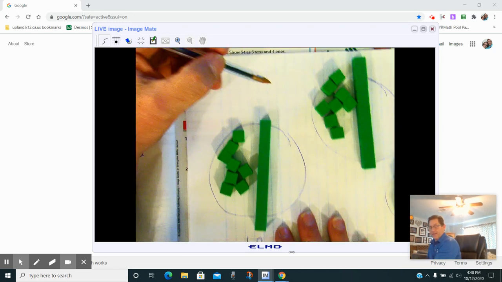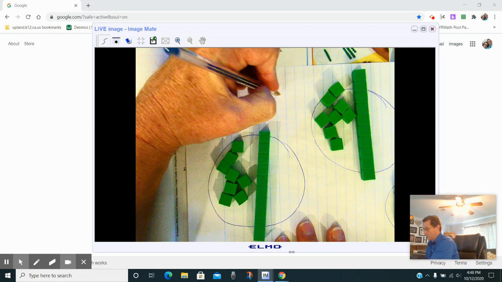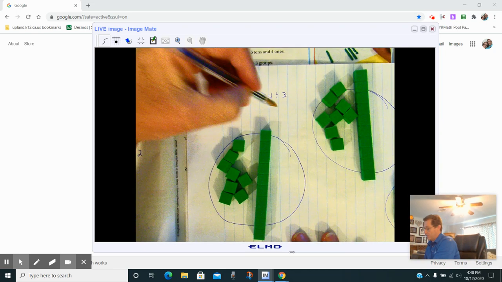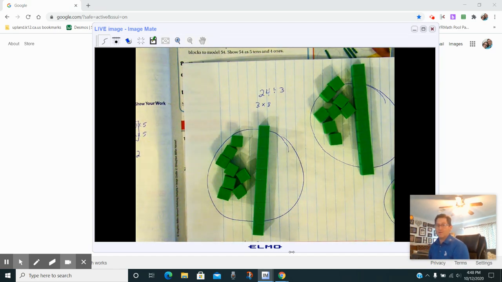So what would have been an easier way? We had 24 ones, right? And we have 3 circles. Can 3 become 24? So I would just use the basic math fact 3 times 8. And so I could have split them up that way. Okay, so use your math facts.